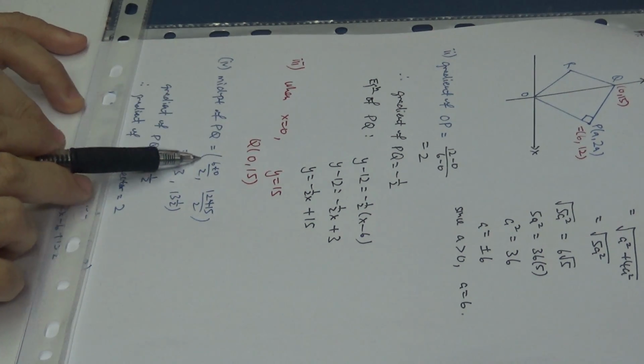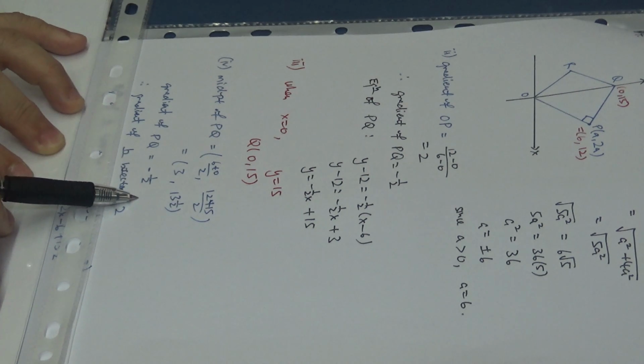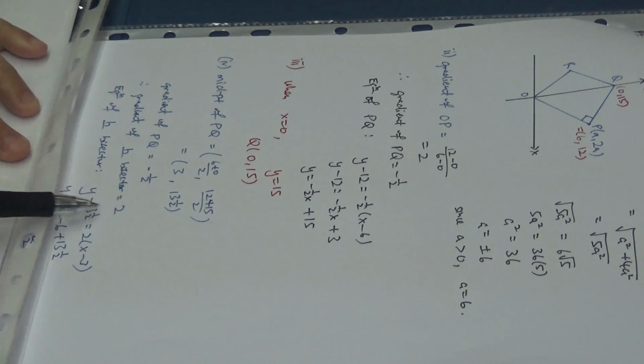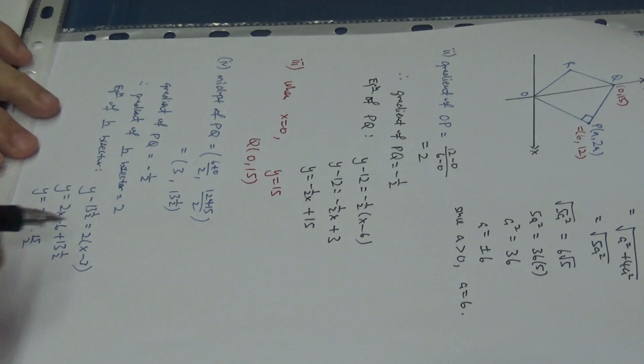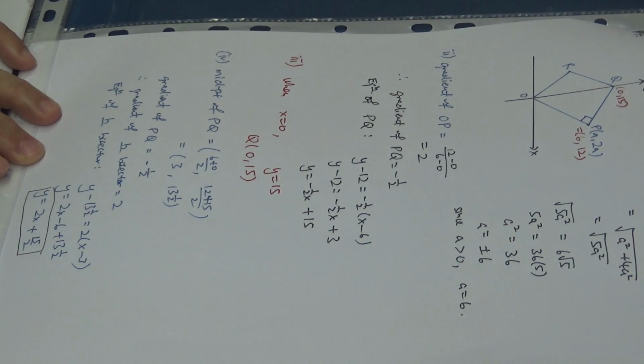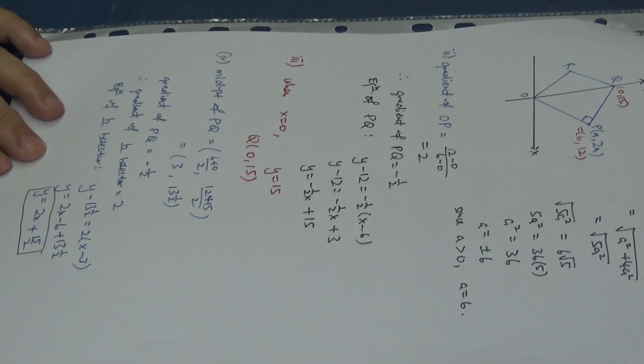Now, midpoint of PQ is this. Gradient of PQ is this. So the gradient of the perpendicular bisector will be 2. And it passes through this point. I plug in the formula. This will be the equation of the perpendicular bisector.